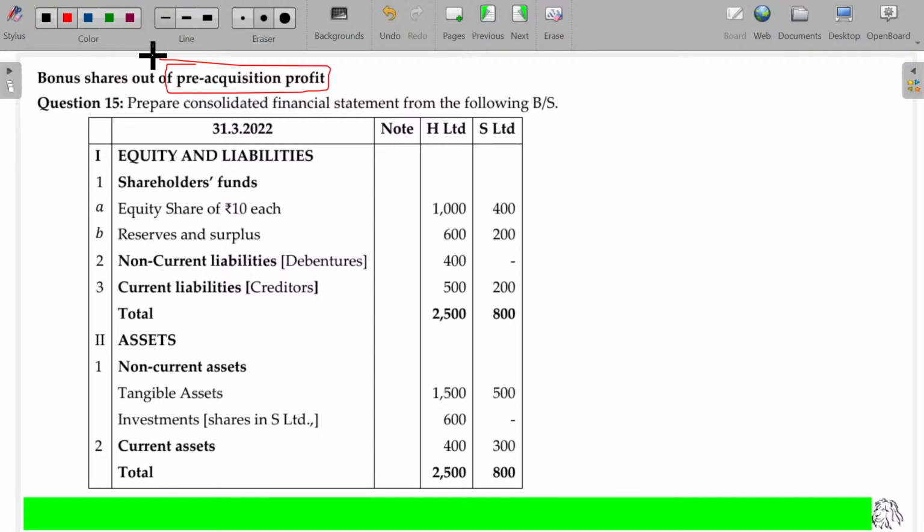If the bonus is given out of the post-acquisition profit, then it becomes a capital profit. Then there will be an impact in the goodwill or in the cost of control. There will be an impact in goodwill or capital reserve.